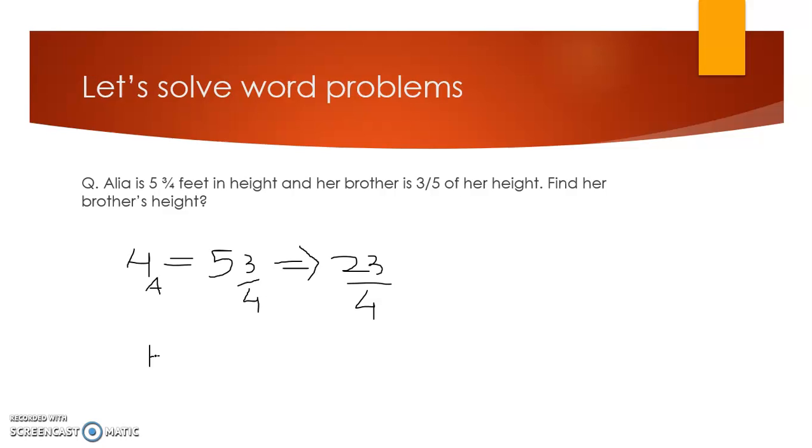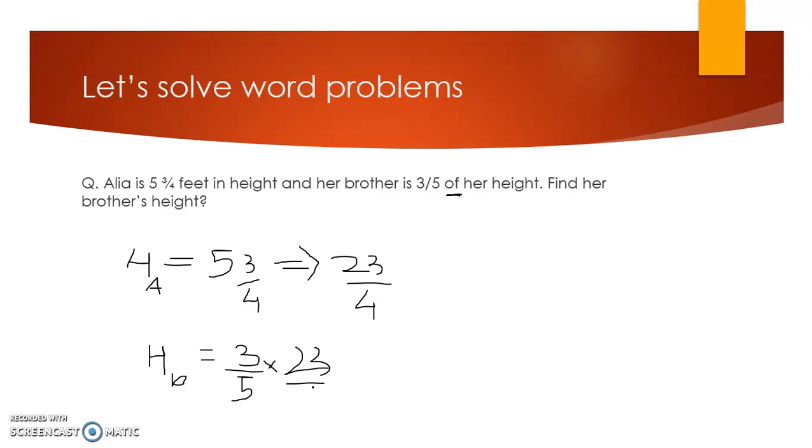Height of the brother, let's call it HB, is 3 by 5 of Alia's height. Alia's height is 23 by 4 into 'of'. See, this is the 'of' thing. This is the 'of' term, which in maths we consider 'of' to be a symbol of multiplication as well. Not a symbol of multiplication, but it tells you that you need to multiply. So 3 by 5 of 23 by 4.